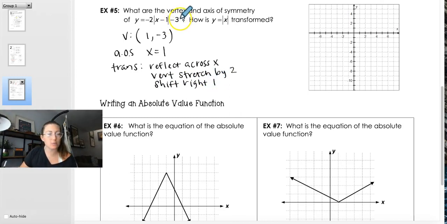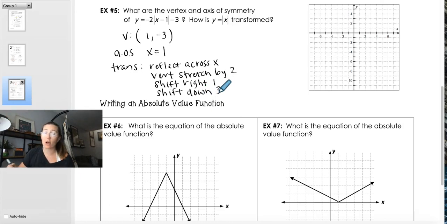And last but not least, we have this minus 3 on the outside. Outside is vertical. Outside's the same as what you think. So this is a shift down 3.